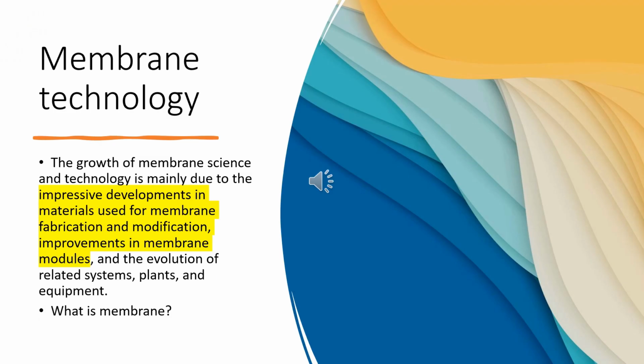The growth of membrane science and technology is mainly due to the impressive development in materials used for membrane fabrication and modification, improvement in membrane modules, and the evolution of related systems, plants, and also equipment. So, what is actually a membrane? In general, we can say that membranes are semi-permeable barriers used for selective permeation of the desired species in liquid or gaseous phases by means of appropriate driving forces.